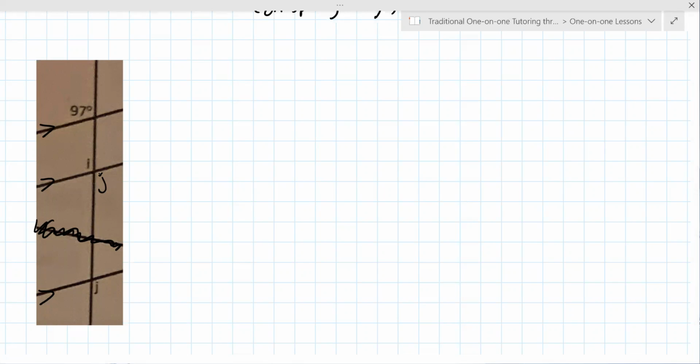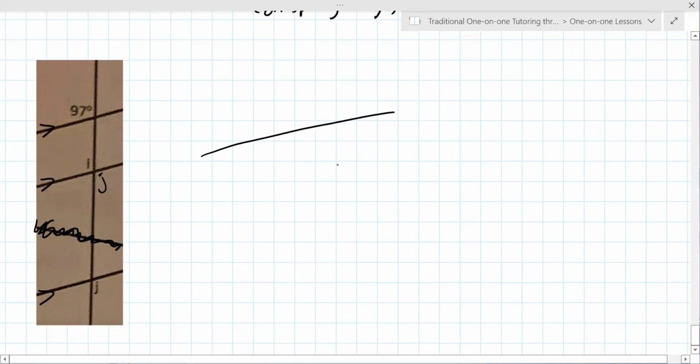Because alternate interior, the corresponding. Alternate, it's not interior, it's not corresponding. I have this one written down. I think it is an alternate exterior angle. No, shoot, I thought I had that one written down. So here's what I'm seeing. J, right, and wait, it's J. Corresponding.